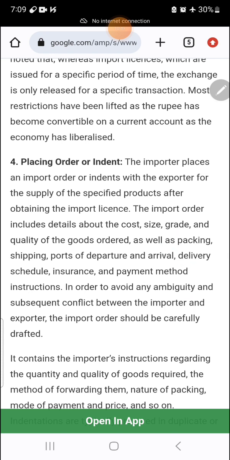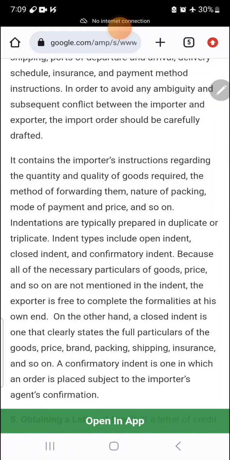In order to avoid any ambiguity and subsequent conflict between the importer and exporter, the import order should be carefully drafted. It contains the importer's instructions regarding the quantity and quality of goods required, the method of forwarding them, nature of packing, mode of payment, and price, and so on. Indents are typically prepared in duplicate or triplicate.